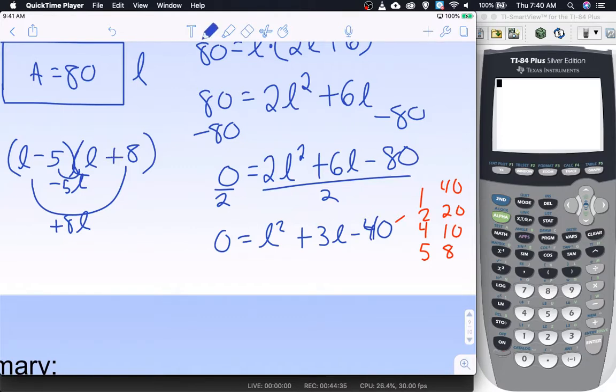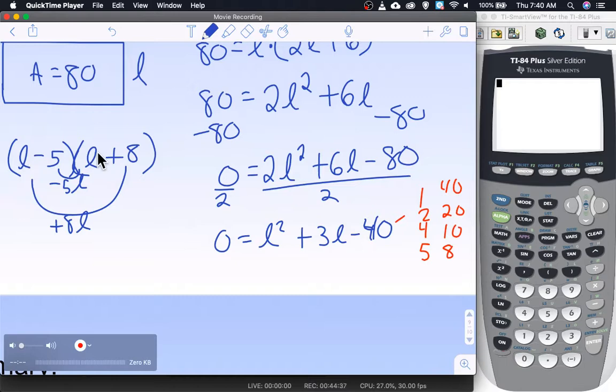And then I double check everything. L times L is L squared. I'm multiplying the middles and the outsides. They look good. A negative 5L and a positive 8L does give us a positive 3L. And negative 5 times positive 8 is a negative 40. Sweet.